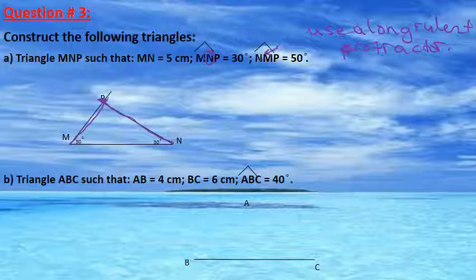Now we should construct a triangle ABC such that AB equals 4 centimeters, BC equals 6 centimeters, angle ABC equals 40 degrees. Also here we should use a long ruler and a protractor.